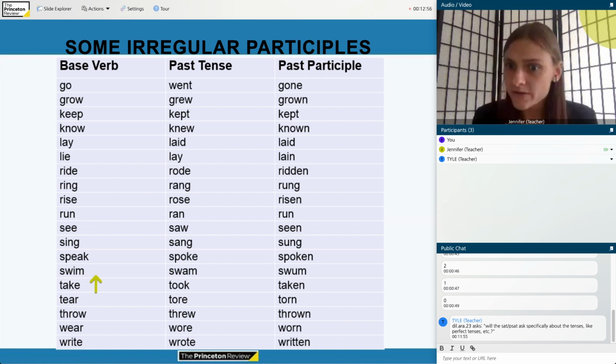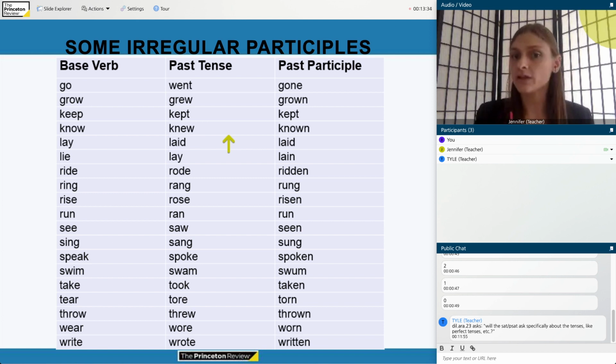Will the SAT, PSAT ask specifically about these tenses? So they will not ask you to identify what type of tense is at play, but you might see something in the writing and language section whereby what's changing in your answer choices is the verbs. They might have you figure out something like I have known versus I have knew. So you just have to know how to correctly conjugate the verb for the sentence. Let me know if that makes sense.